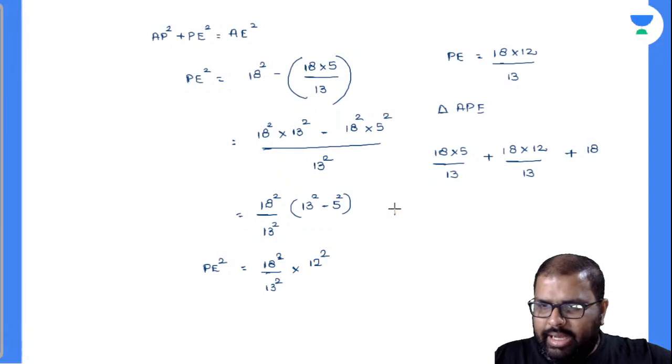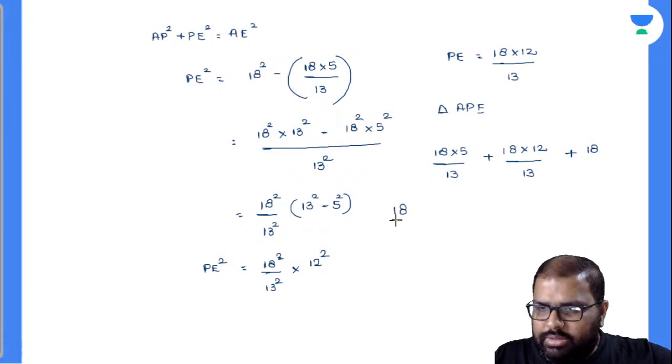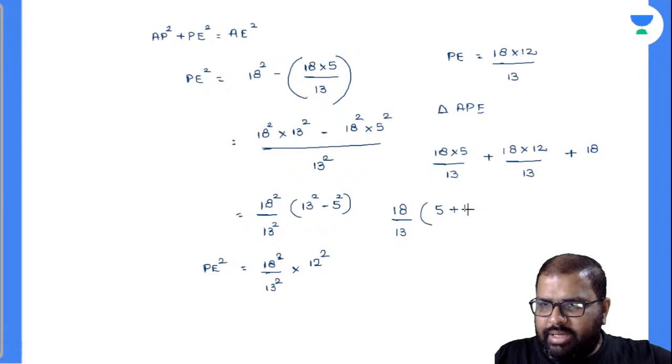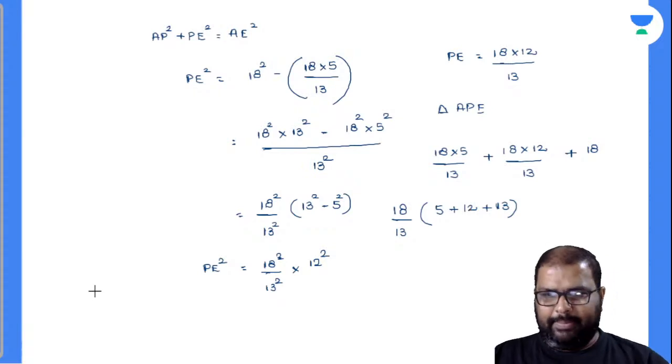So I can take down 18 as common. I can take down 13 as outside. And what will be left over here? 5 will be left over here, 12 will be left over here, and 13 will be left over here. Now calculate this and let me know the answer, beta.